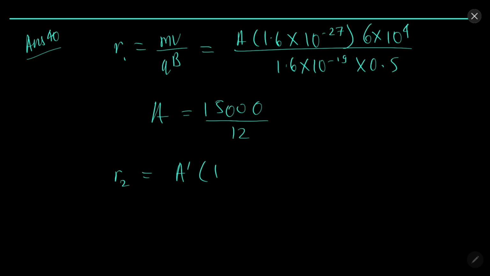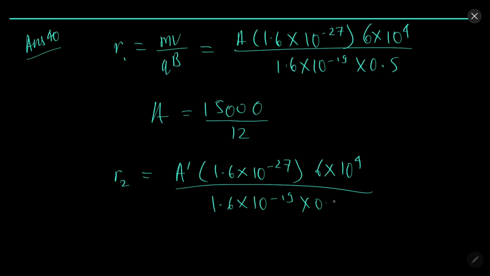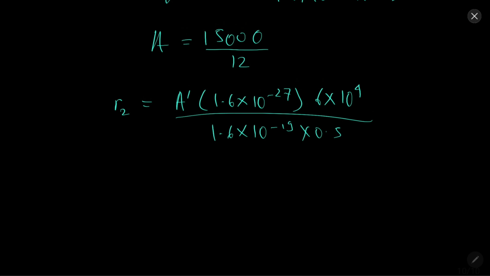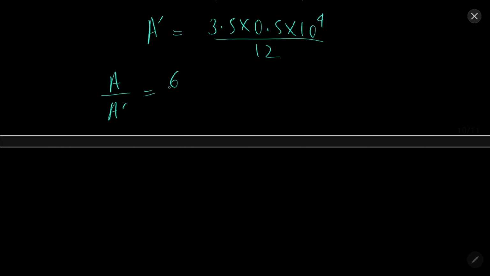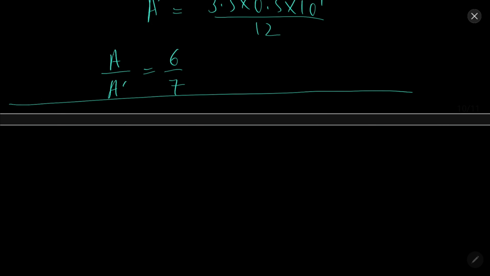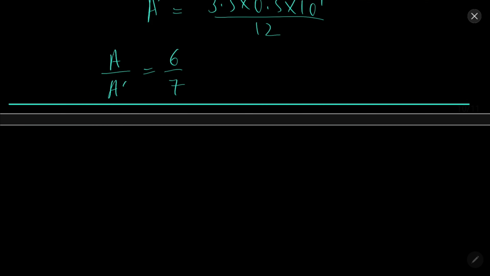And in R2 case, similarly, when we put everything, we will find that it is A dash, 1.6 into 10 to the minus 27 into 6 into 10 to the 4 over 1.6 into 10 to the minus 19 into 0.5. When we put the value of R2, which is 3.5 divided by 2, A dash will come out to be around 3.5 into 0.5 into 10 to the power 4 over 12. So when we take the ratio A by A dash, it will come 6 by 7. So this is the common ratio in carbon isotopes, carbon 12 and carbon 14.